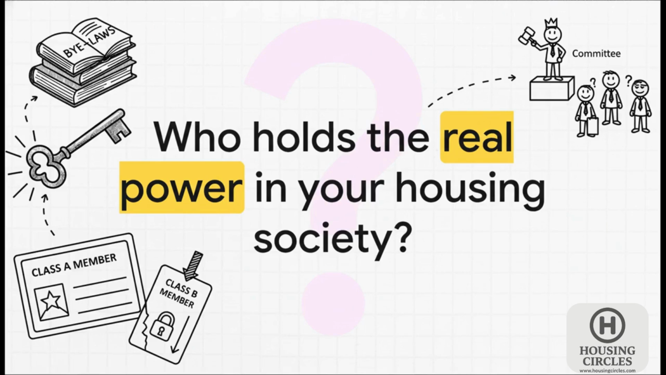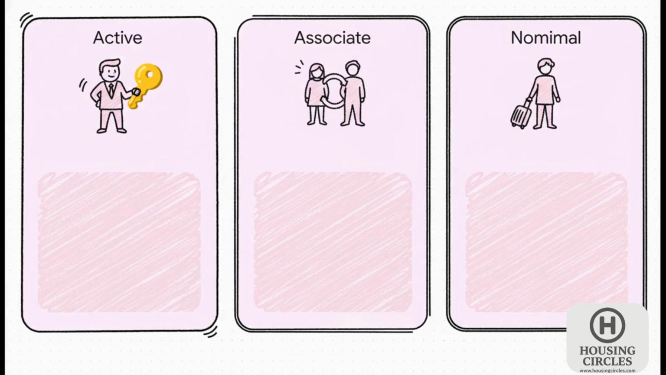And the key is figuring out your official status, because as you're about to see, not all members are created equal. You see, in any cooperative housing society, there are basically three different classes of members. The rulebook calls them active, associate, and nominal. And trust me, each one comes with a very different set of powers and responsibilities.